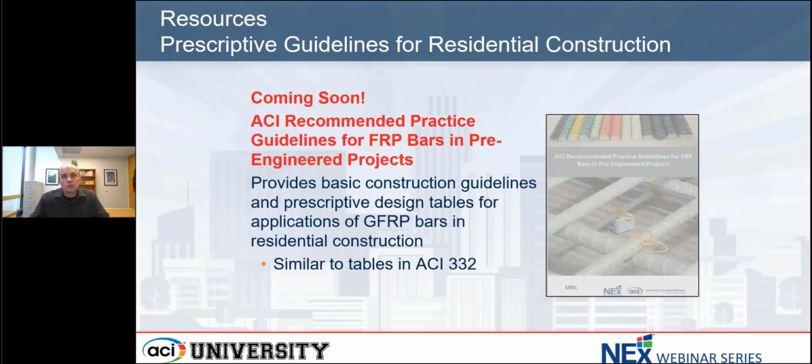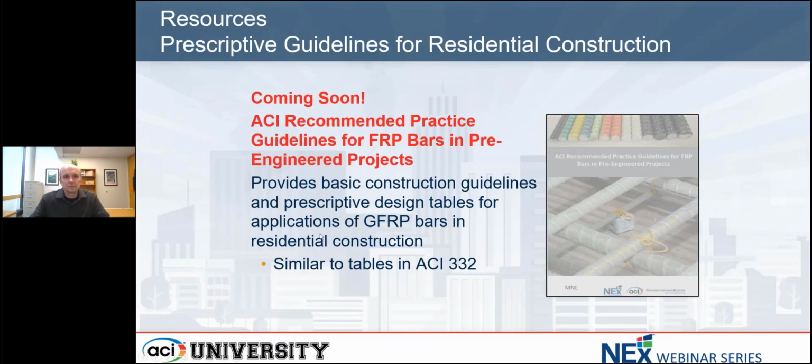And then lastly, we do have another manual coming out that is really geared toward the installation side, using these contractors using these bars on the job site. It really goes through a lot of the details on how you place, install, tie GFRP bars. And then it's also specifically directed to a lot of residential construction.